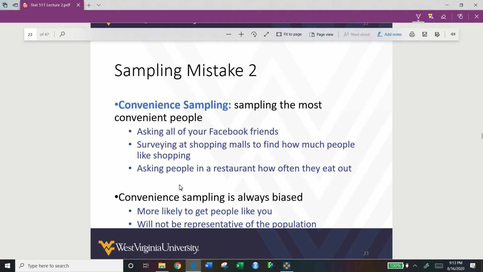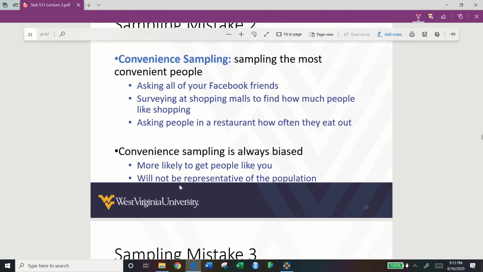Another type of sampling mistake is something called convenience sampling. And this means that you sample the most convenient people, such as asking all of your Facebook friends or Instagram friends, taking a survey at a shopping mall to find out how much people like shopping, or asking people in a restaurant how often they like to eat out. Convenience sampling is always going to be biased. More likely, people will answer to get you to like them, and it's not going to be representative of the entire population.